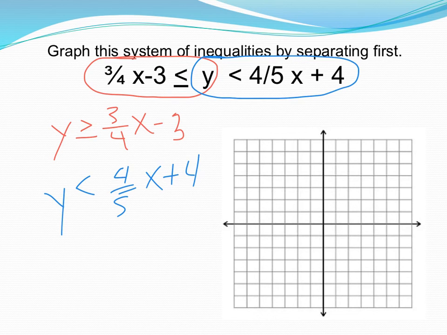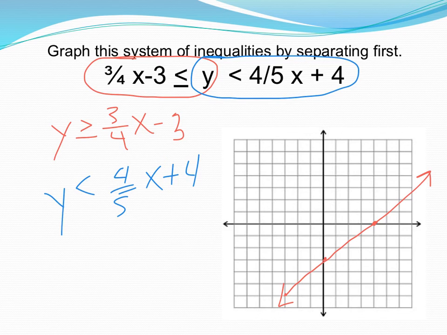So this is a system of inequalities, and if you remember this back from Algebra 2, I've got to graph both of them at the same time and find where the solutions are in common. So let's start with the red one here. All right, so 3/4 x minus 3. So y-intercept of 3, up 3 over 4, down 3, back 4. This is a solid line.